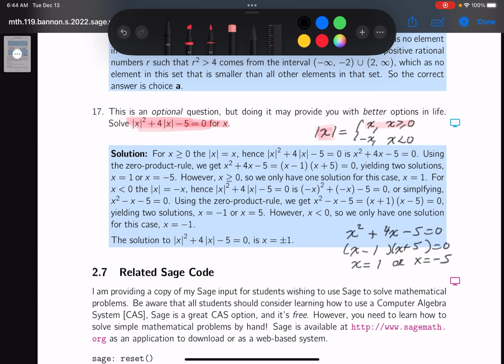Unfortunately, I can't use minus 5, and the reason is x has got to be greater than or equal to 0, so this is no good. There's only one solution there. All right, I got that one. All right, let's do the next case.